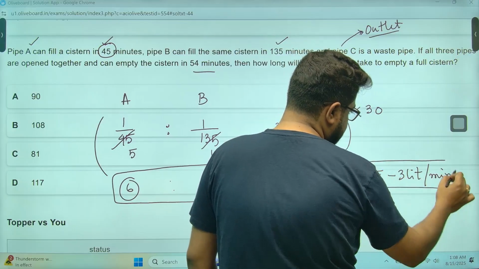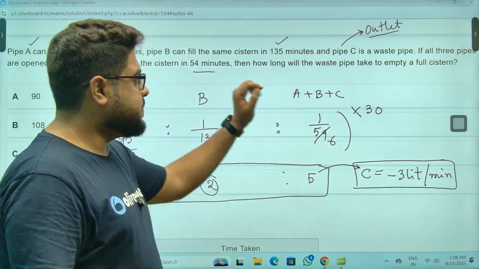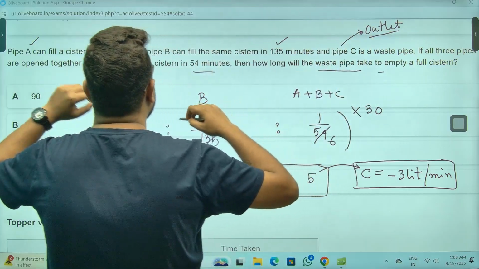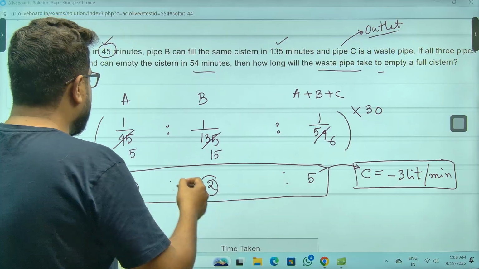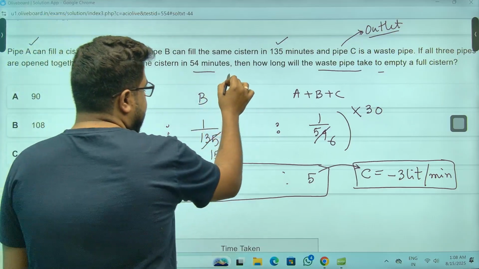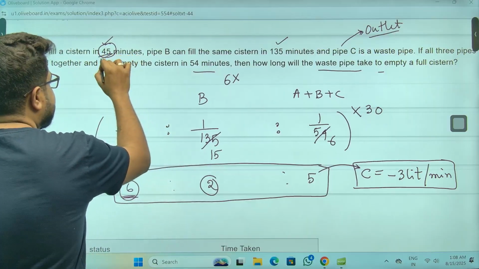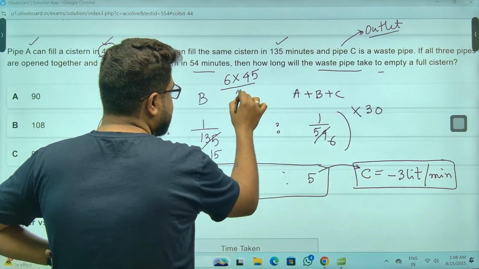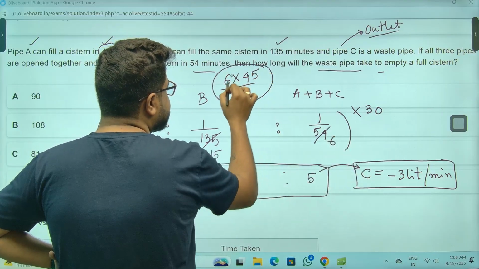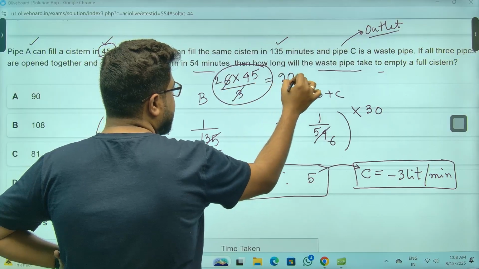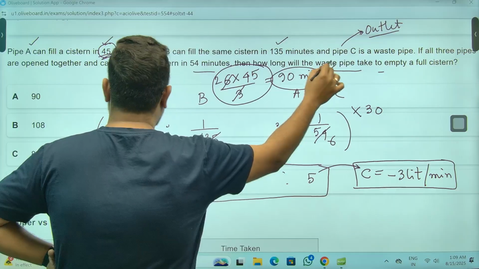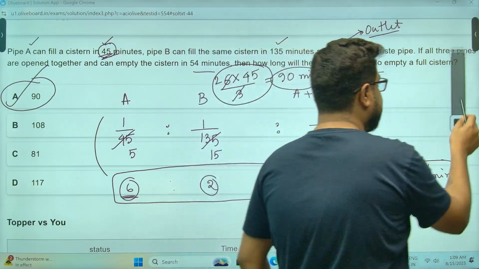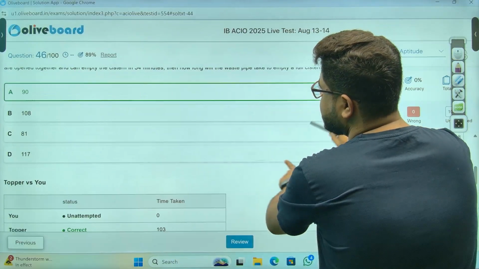Minus 3, that is why I'm writing. Minus means it is an outlet pipe, that's all. Now, how long will the waste pipe take to empty the full cistern? What is the full volume? Let's take A only. A is filling 6 liters a minute and taking 45 minutes to fill. This is the full volume, divided by 3 liters per minute. So that is 90 minutes. The answer will be 90 minutes, option A, is definitely your correct answer.